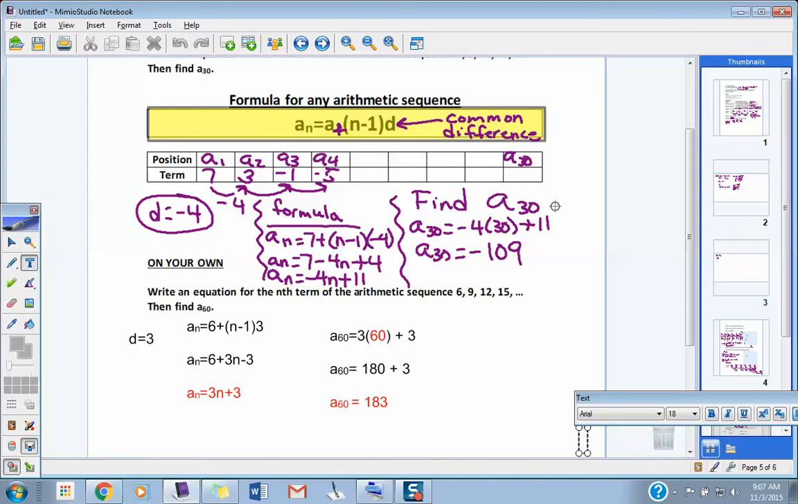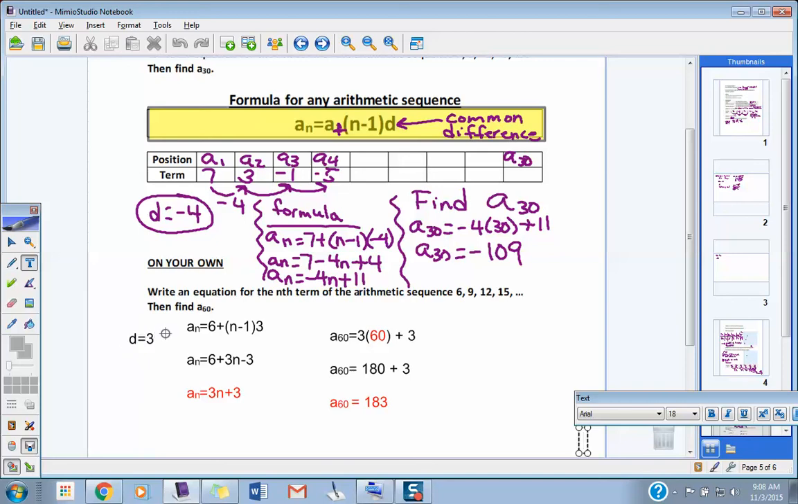Nolan, what did you end up with? Yep. 183. Am I hearing any other 183s out there? Let's check this out. All right, guys, check out my work right here. The first thing that I identified down here on the left was that D is equal to what value, guys? 3. Okay? D is equal to 3.